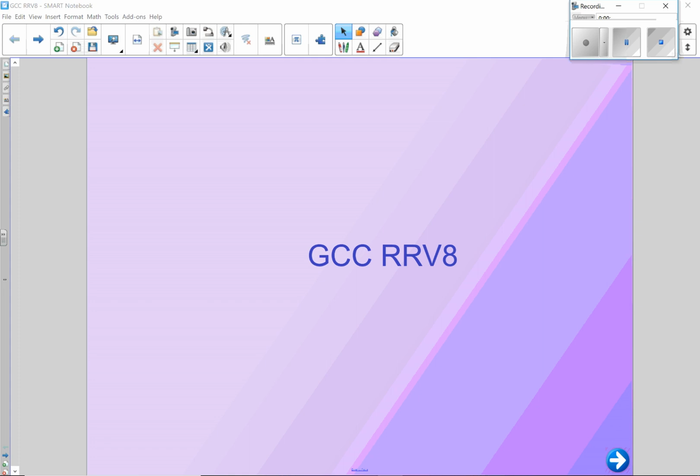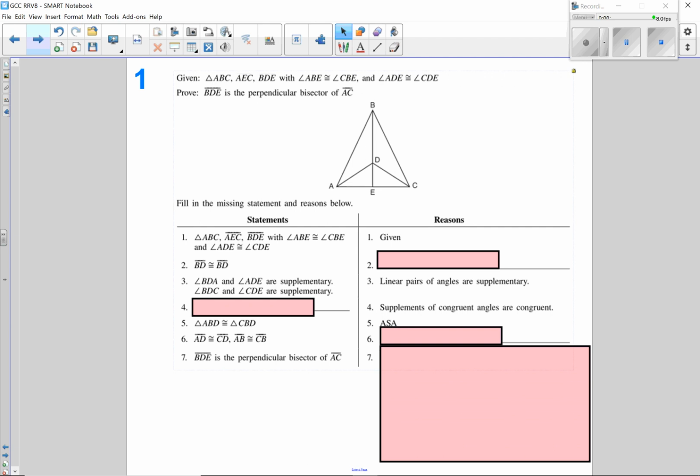Geometry Common Core Regions Review, video number 8. So in this first one here, we have a proof where they've actually done most of the work for us. We just got to kind of fill in the blanks. So first, we're given this set of givens.